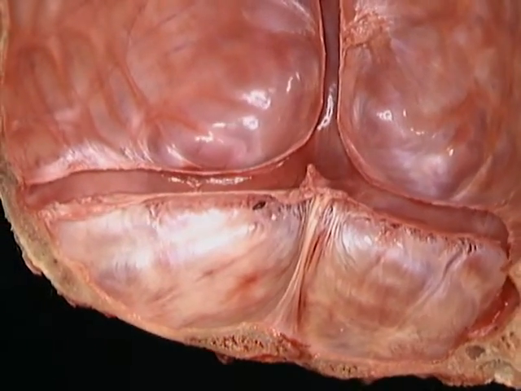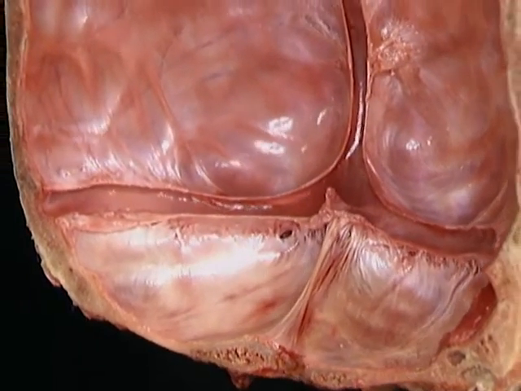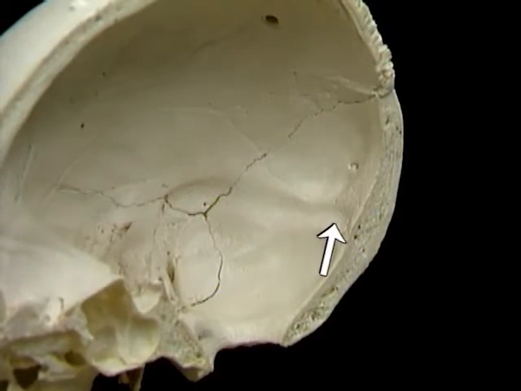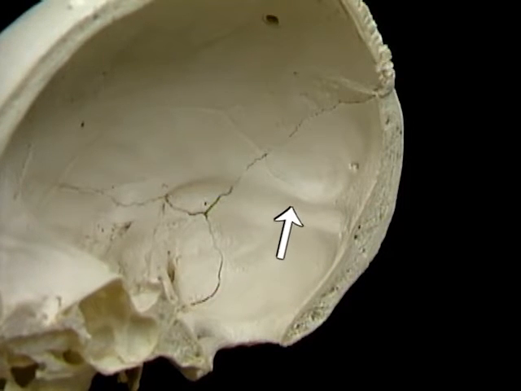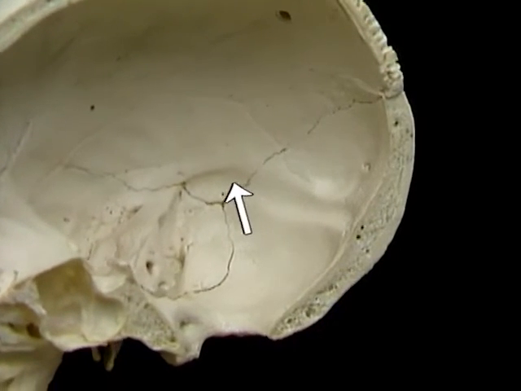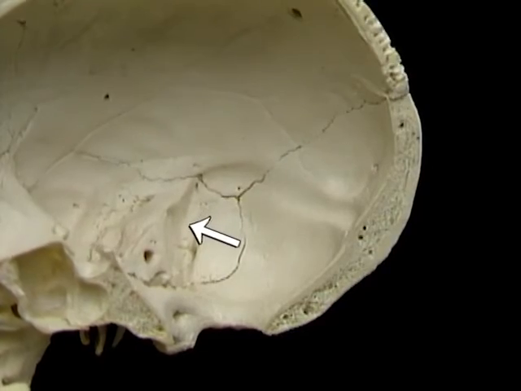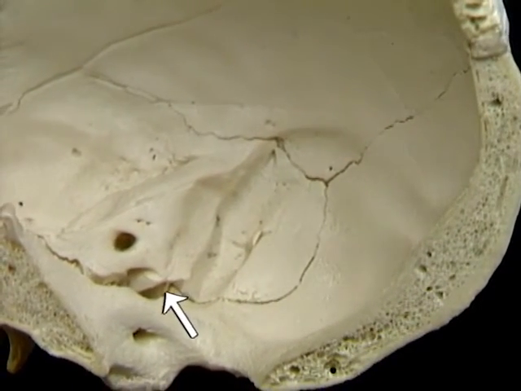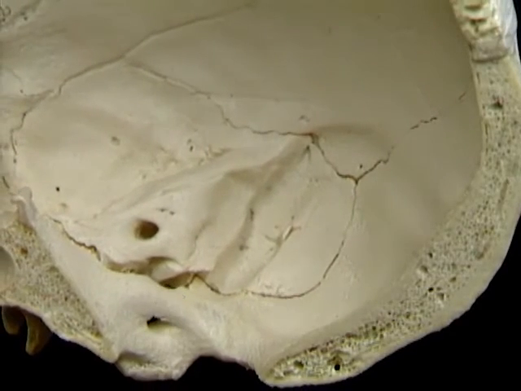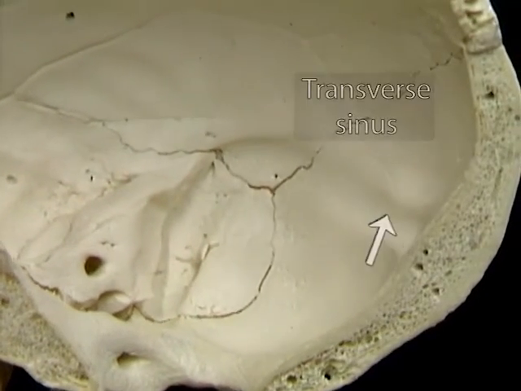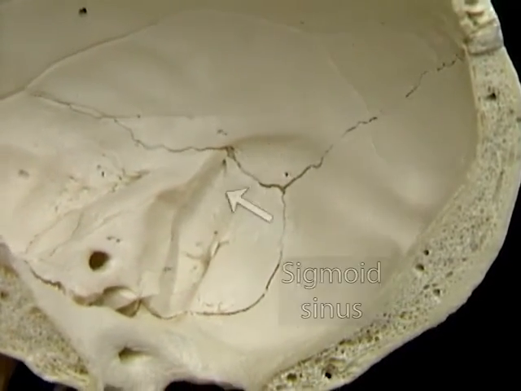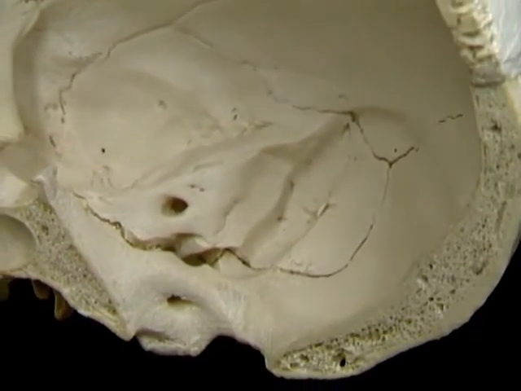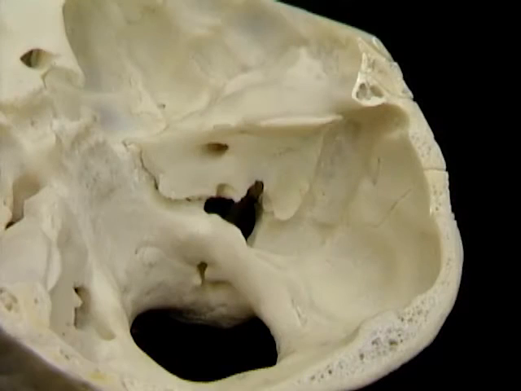Each transverse sinus runs within the attached border of the tentorium. Starting here in the midline, the transverse sinus follows the attachment of the tentorium round to here, then continues by turning sharply downwards in this S-shaped groove just behind the petrous temporal bone. The sinus goes by two different names. This part is the transverse sinus, this part is the sigmoid sinus. To follow the sigmoid sinus, we'll look at a different skull.